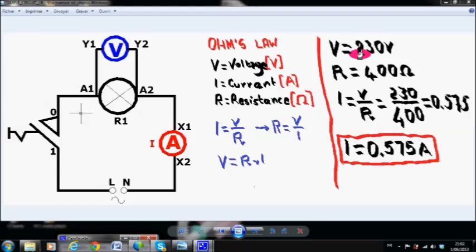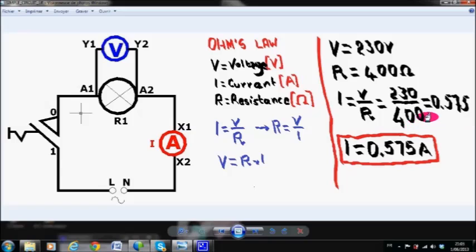So if V equal 230 volts and R equal 400 ohm, we get I equal V over R. I equal 230 divided by 400 equals 0.575 amps. So the current that flows through our circuit is 0.575 amps. This circuit is very simple. Let's go to another one.